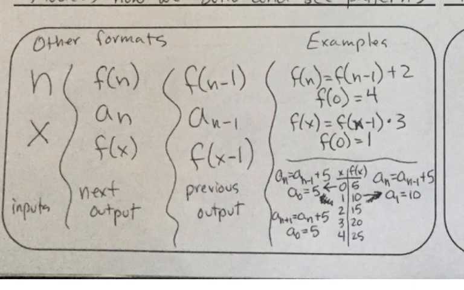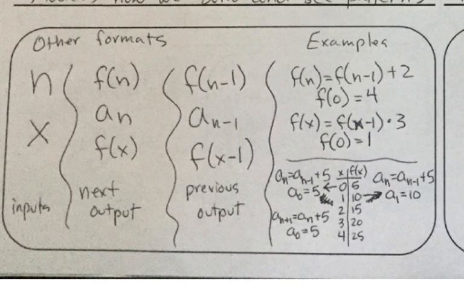Okay, some other formats we may see, instead of n, we may see x as the input, maybe f of n instead of a sub n, or f of x instead of a sub n for the next output, then the n minus 1 to represent that previous output. Okay, that takes us back to looking at this table, the idea that to get the next, the fifth term, I've got to go back one to know the previous and then apply the pattern. Okay, and that's what the recursive is all about. So it could look like this with the f of n, kind of that function notation, or x.